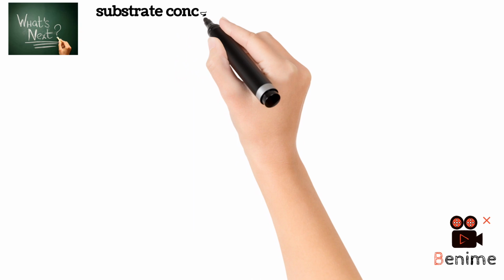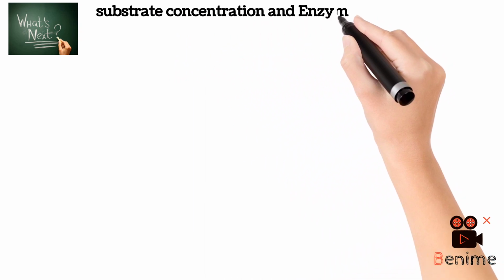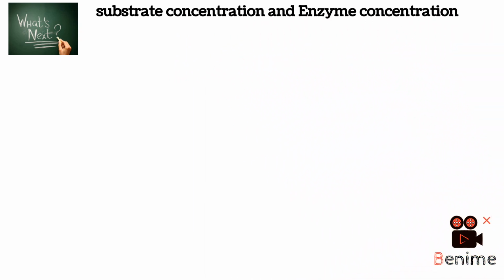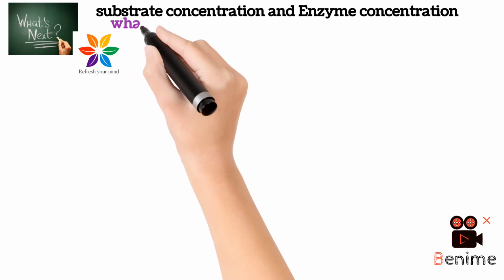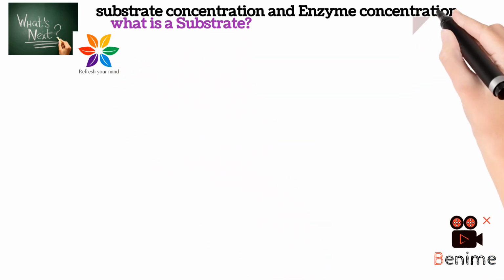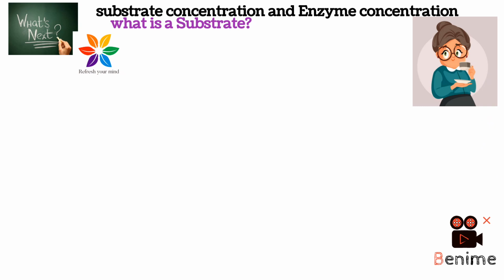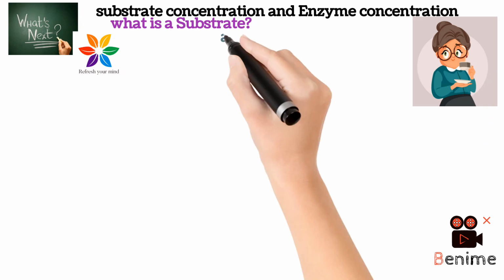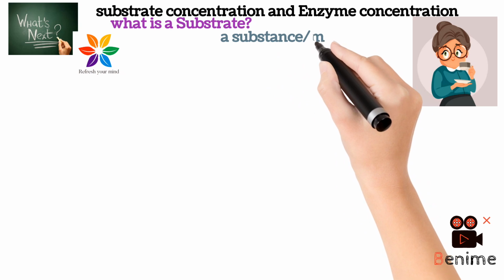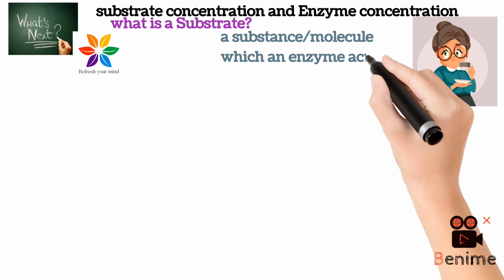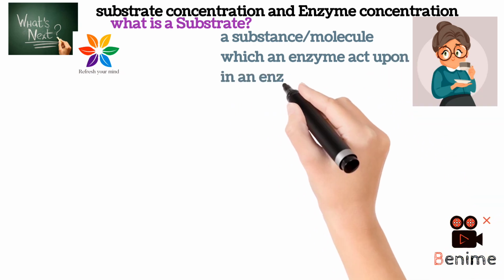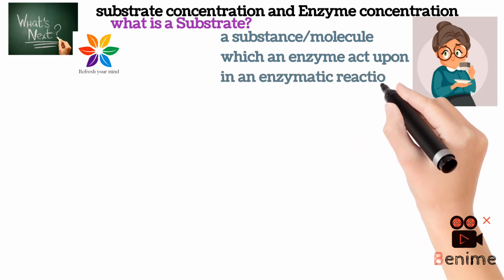The other factors affecting enzymes activities are substrate concentration and enzyme concentration. Before we move, there is need for us to know what a substrate is. A substrate is a substance. It can be a molecule which an enzyme acts upon in an enzymatic reaction.